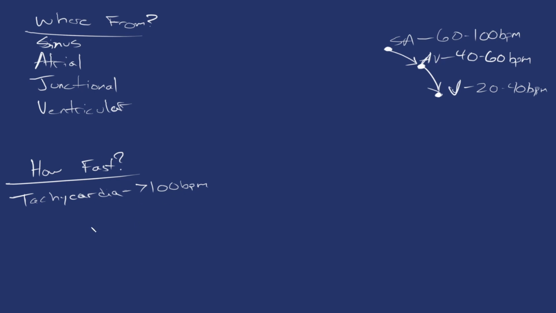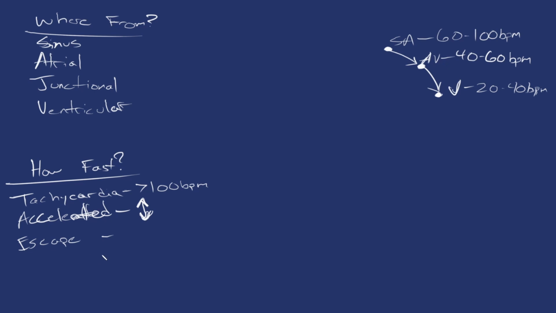The next one that's a step down from that is called an accelerated rhythm. Sorry for my handwriting here. The accelerated rhythm is going to be a step down from the tachycardia and a step up from the next one, which is our escape rhythm. So it's an in between of these two.